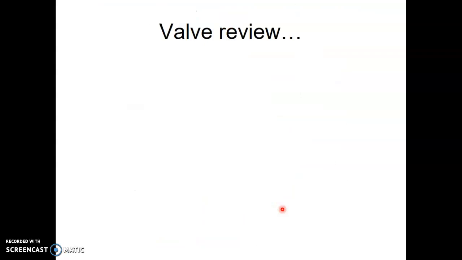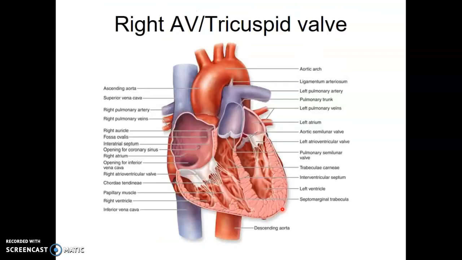Now, a little review of those valves we just talked about because we went through them pretty quickly. We have our right atrioventricular valve. It's also known as the tricuspid valve. It's called the tricuspid valve because it has three little cusps or three flaps that come down. So we've got one, two, three, and it's held down by multiple papillary muscles right there.